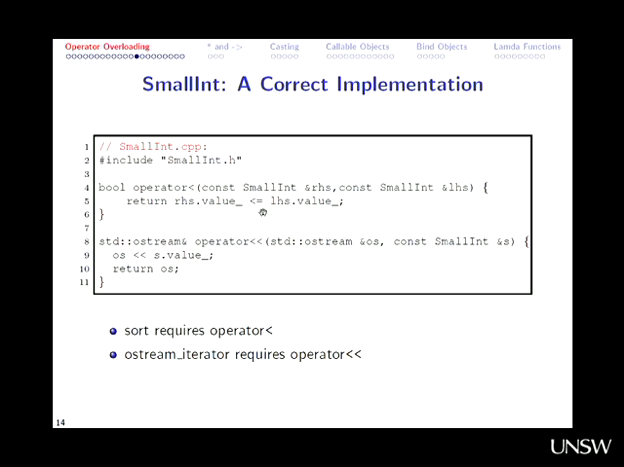So if the question is why we are defining less than as being less than or equal to, it would be up to you. It's not going to make a huge amount of difference, because one of them is going to be true, one of them is going to be false. If they're equal, it doesn't make a difference. So sort requires the less than operator. For ostream iterator, which we saw in week 2, requires the double less than, so for output redirection to be overloaded.